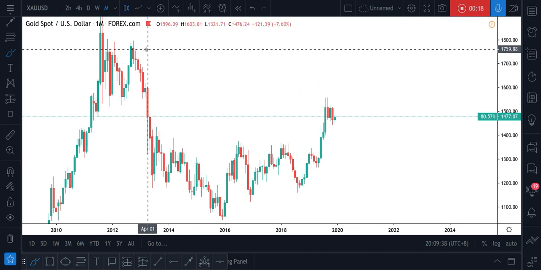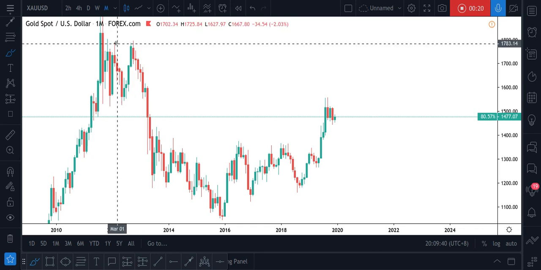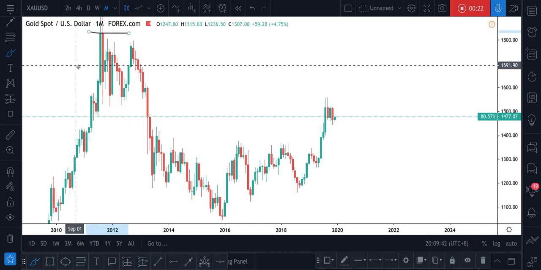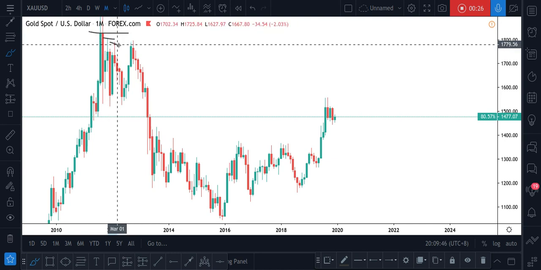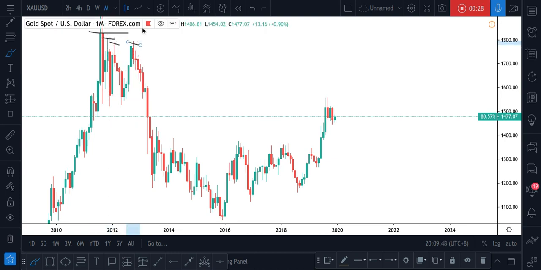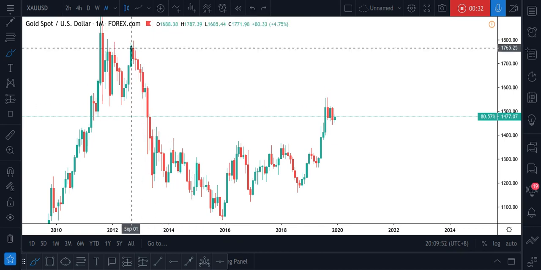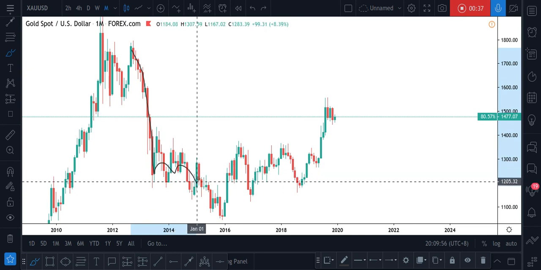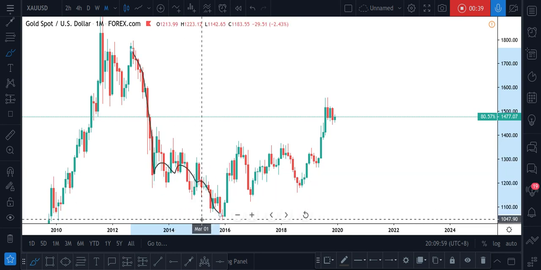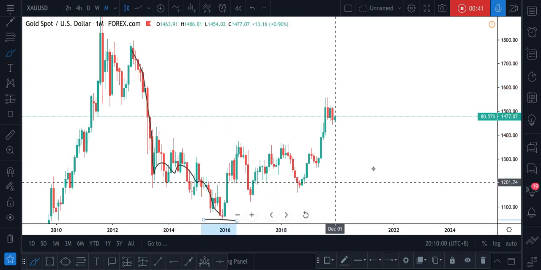On the monthly time frame, it's very clear that the market had reached a strong resistance area over here and started to make lower highs, which means that the market was definitely bearish. That's why we had this nice big impulse to the downside, followed by another impulse to the downside, which created this low over here on gold.